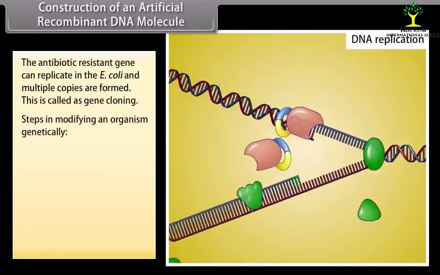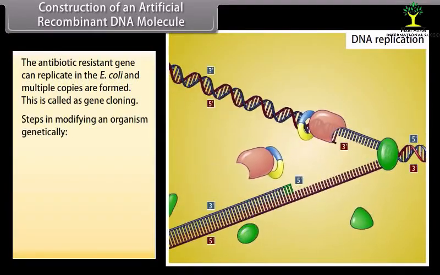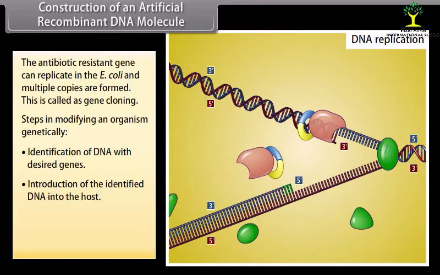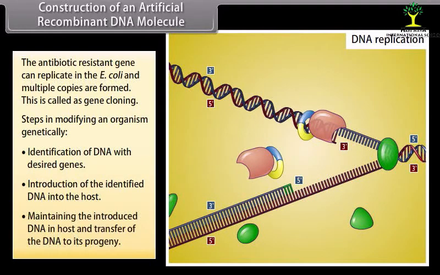Steps in modifying an organism genetically. Identification of DNA with desired genes, introduction of the identified DNA into the host, maintaining the introduced DNA in host and transferring the DNA to its progeny.